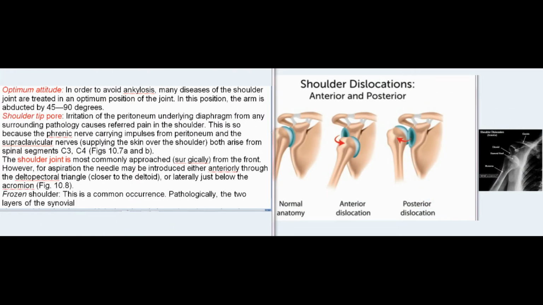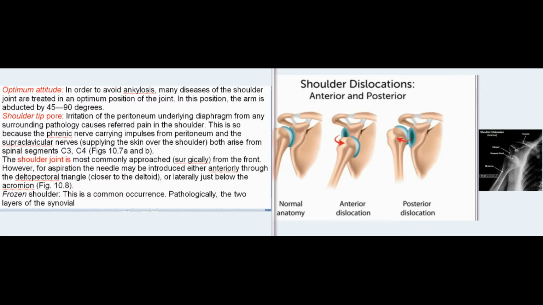Optimum attitude. In order to avoid ankylosis, many diseases of the shoulder joint are treated in an optimum position of the joint. In this position, the arm is abducted by 45-90 degrees. Shoulder tip pain. Irritation of the peritoneum underlying the diaphragm from any surrounding pathology causes referred pain in the shoulder. This is so because the phrenic nerve carrying impulses from the peritoneum and the supraclavicular nerves, supplying the skin over the shoulder, both arise from spinal segments C3, C4, Figs 10.7a and b.